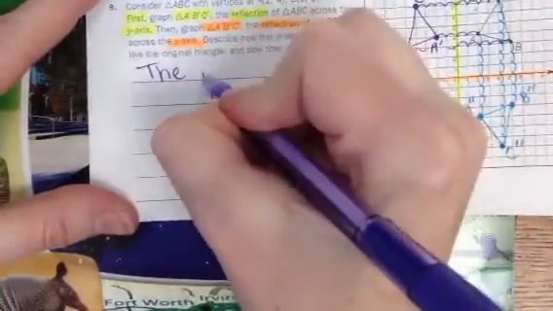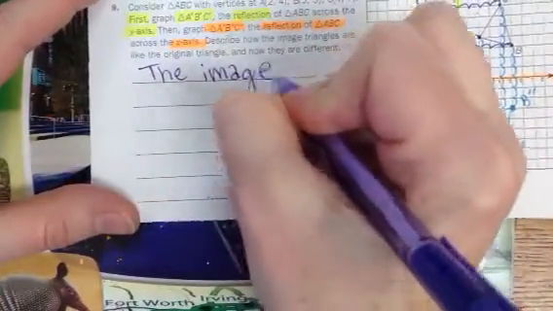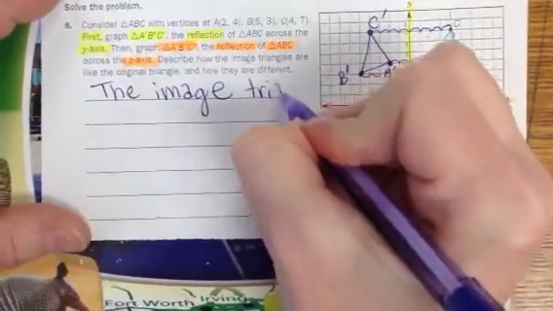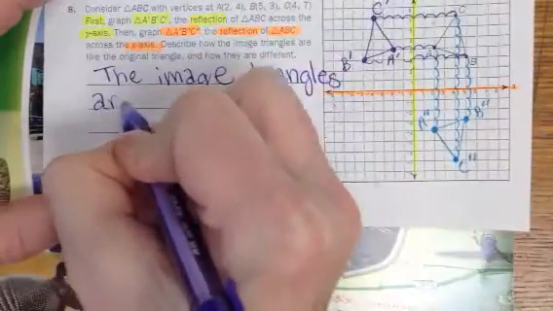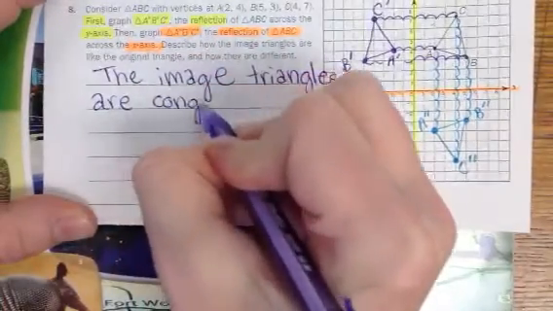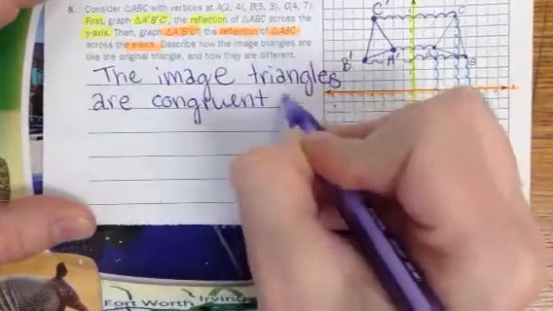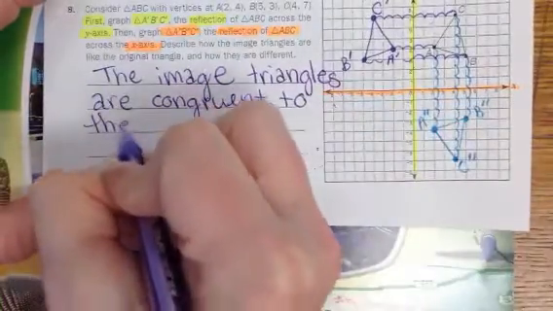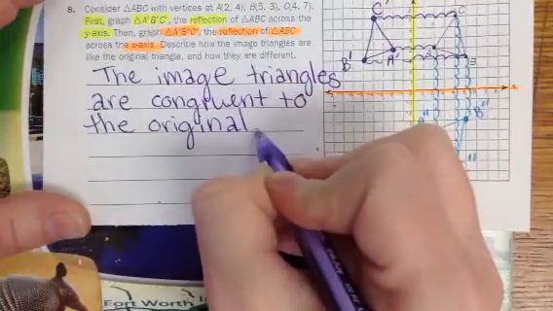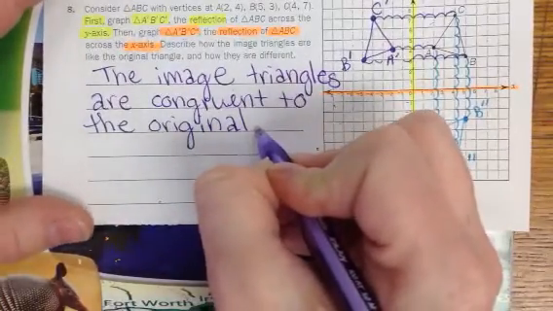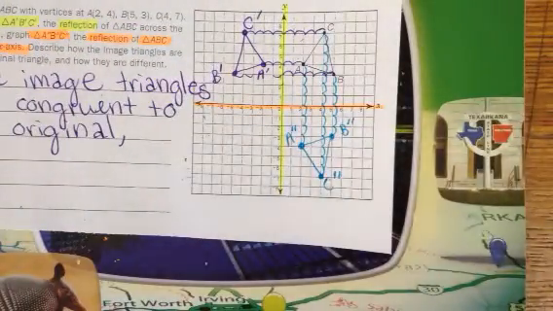The image triangles are congruent to the original. Now they want me to talk about how it is different. So even though they are the same size and the same shape, they do have something different about them.